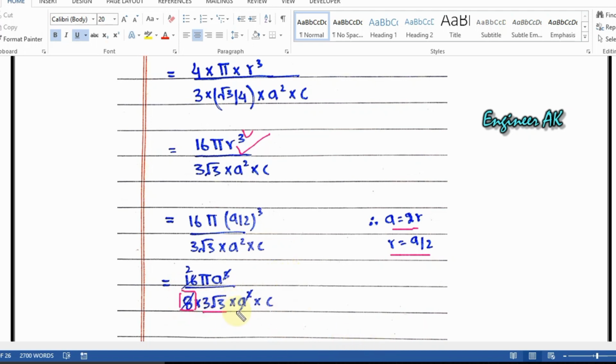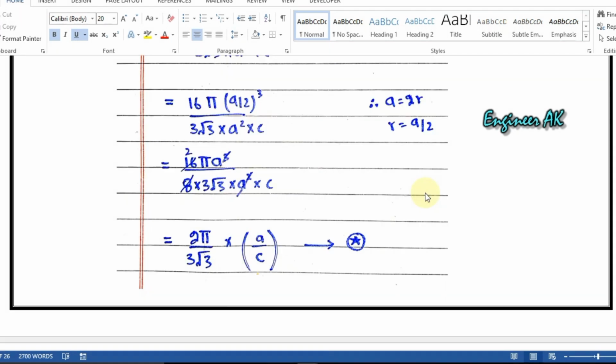And here it's root 3 a square c, and here it's 16 pi a cube. So this 8 will be cancelled out with this 16, and here we will be left with 2 and pi a cube. This 3 will be cancelled out with this square, so we are left with 2 pi a, and down here we are left with root 3 and c. This is equal to the packing factor, which I shortly write as p.f.